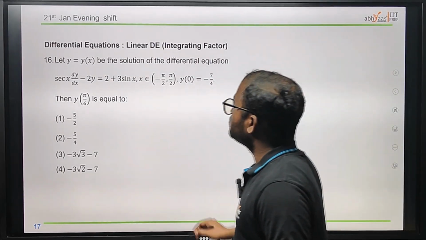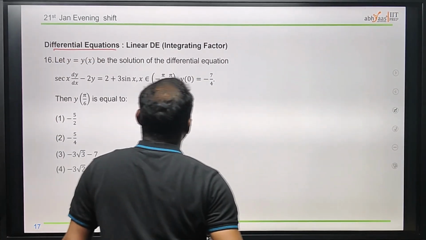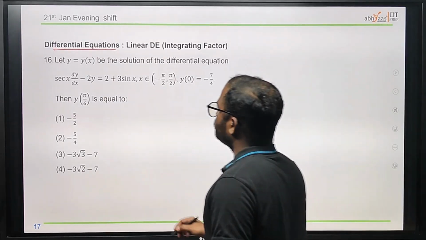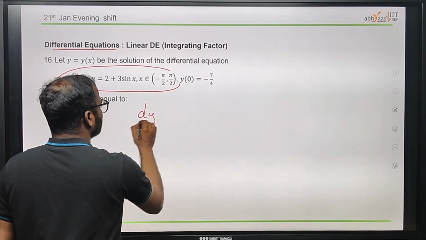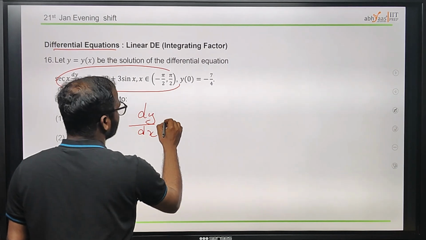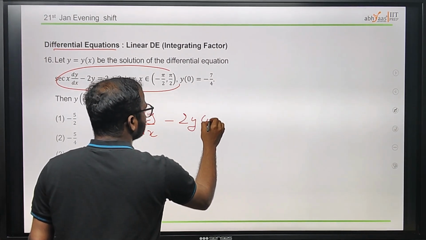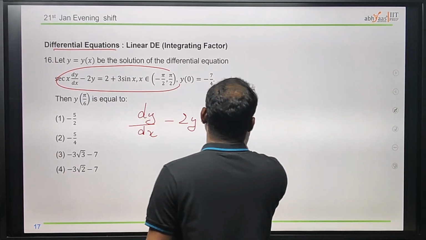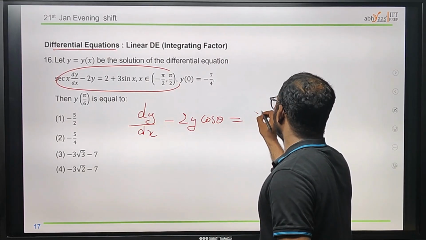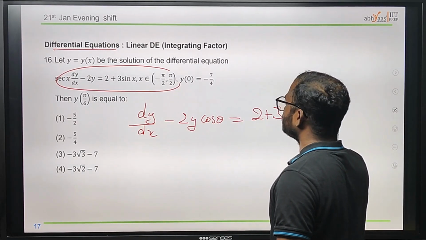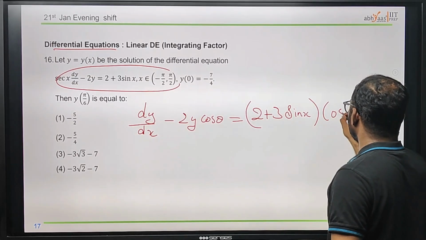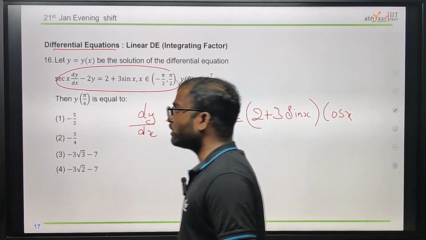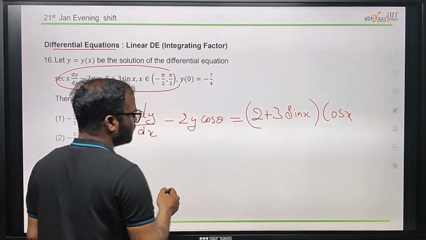Now we have another one, differential equations. We just have to convert this one, which is nothing but dy by dx plus 2y cos x, which is equal to 2 plus 3 sine x into cos x. We just divided with secant x. After that, this will become.